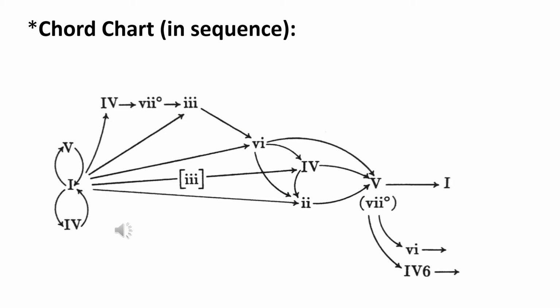So this is the chord chart in sequence. From tonic, which is the 1 chord, it can go to the 5 and the 4 and vice versa, or it can go to the 3 chord, and from 3 go to 4 or go to 6. Then from 4 it can go to 2 or go to 5, or from 6 it can go to 5 as well. And from the 5 chord, which is the dominant chord, let's go back to the base, which is the tonic.